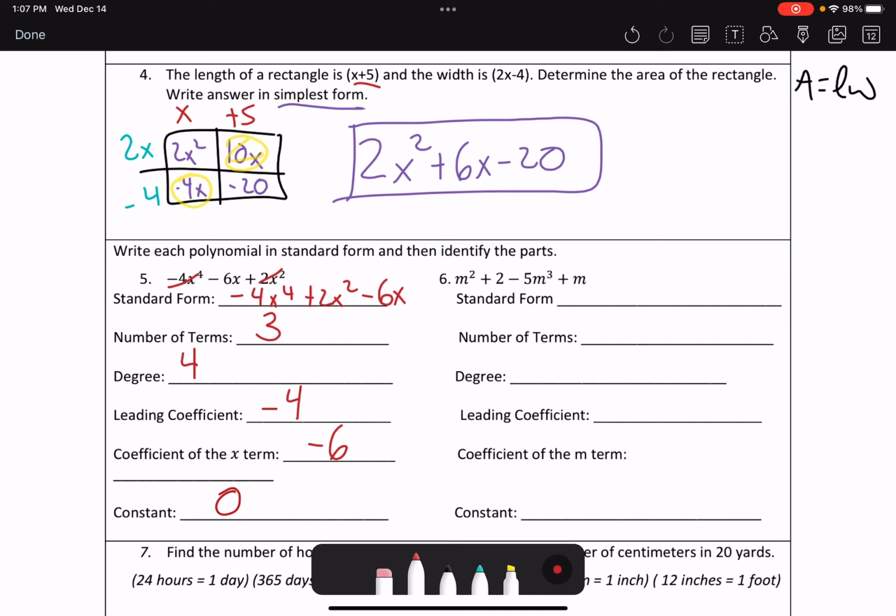For number 6, I've got m squared plus 2 minus 5m cubed plus m. So I've got to start off with that -5m cubed because it has my highest order, my highest number exponential value. Then I've got plus m squared plus m plus 2. There are 1, 2, 3, 4 terms, and we have a degree of 3. Our leading coefficient is -5 because that's the coefficient on that m cubed term. Our coefficient on the m term is just 1 because we only have one of them, and our constant in this case is 2.